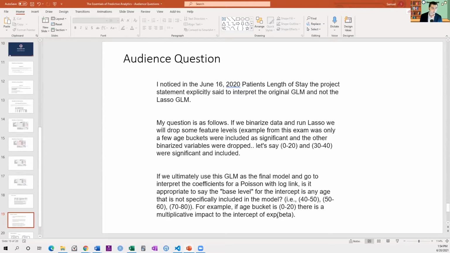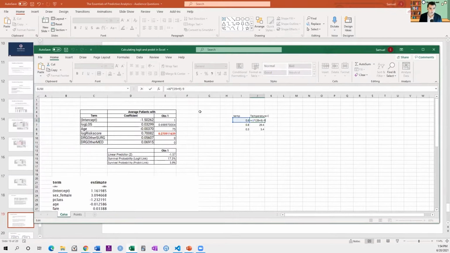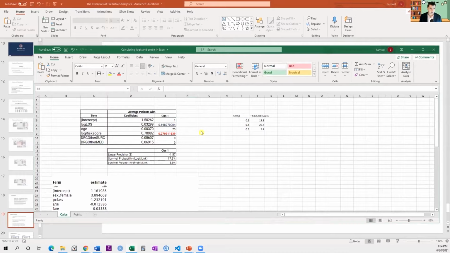First of all, this is a really good question because it demonstrates that you understand a lot of things. You understand the GLM, the lasso, binarization, variable interactions, and also binning, which is when you put the variable into bins. So the easiest way to explain this would just be to look at a little example.